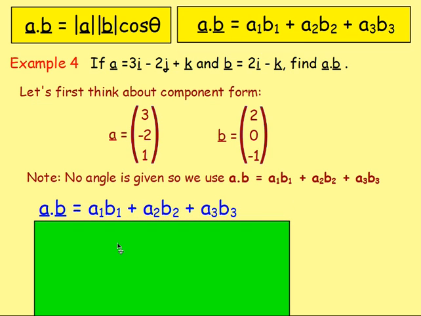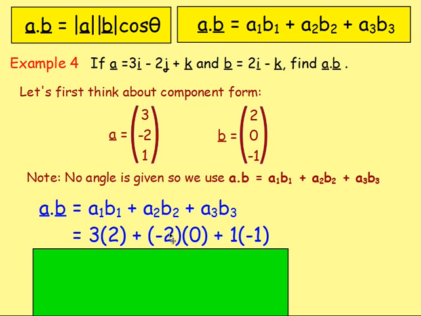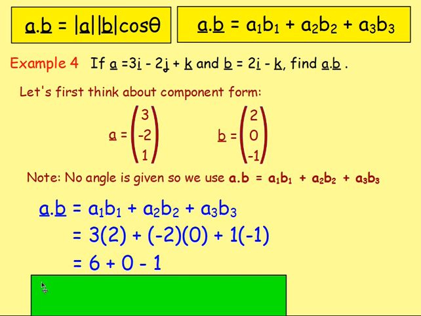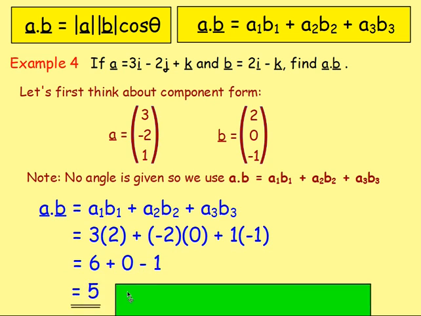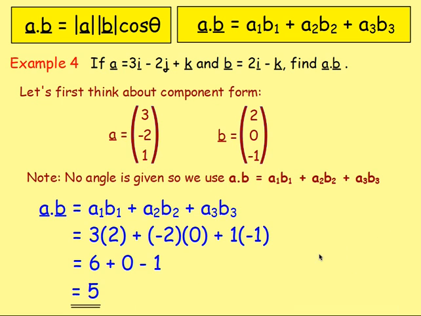So from this, you can have a dot b equals a1 b1 add a2 b2 add a3 b3. From there, multiply the first two components, so 3 times 2. Add on negative 2 times 0. Add on 1 times negative 1. Simplifying that, you get 6 add 0. Take away 1, which is going to give you 5. So that will be your scalar product.